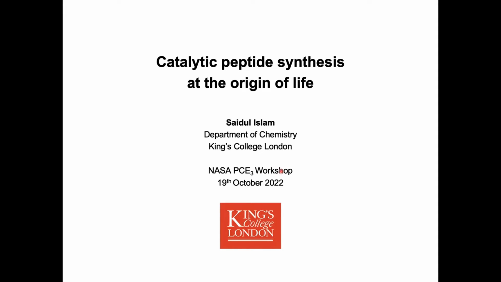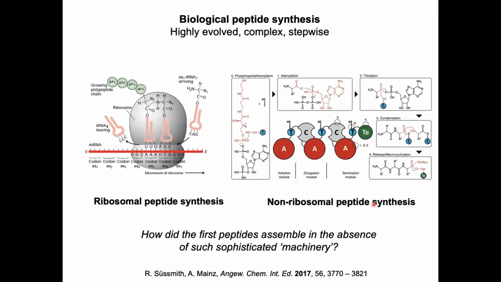Peptides are crucial to many biochemical processes, so it seems almost inconceivable to imagine a scenario where peptides did not play a major role in a transition from chemistry to some sort of nascent biology. There are two major ways that biology synthesizes peptides, and one of them is obviously the one that we know very well, and that's ribosome catalyzed peptide synthesis.